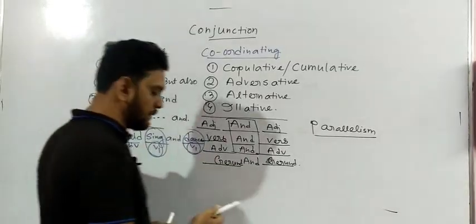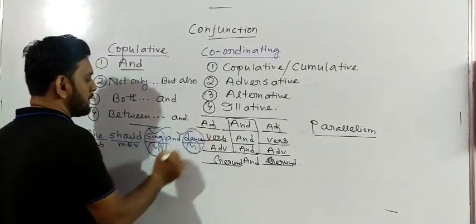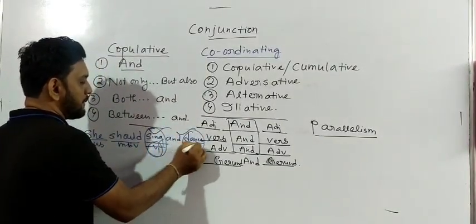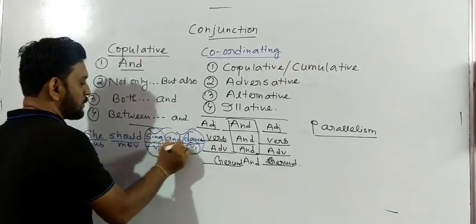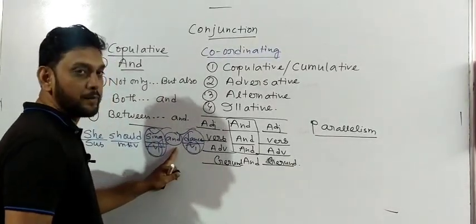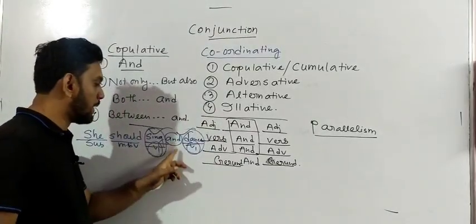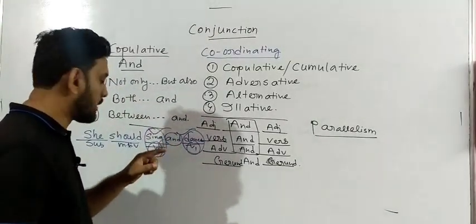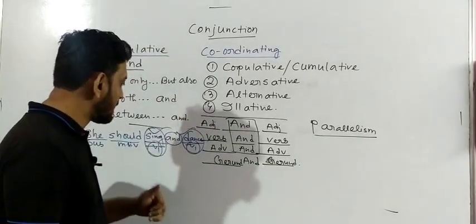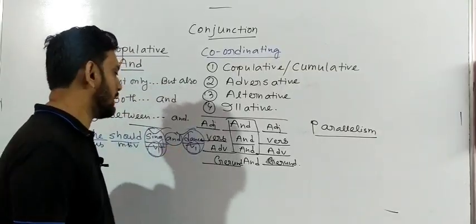Suppose if I want to write, it is known as parallelism. That means a series of verbs. I have written here verb, also here verb, and both the words are joined by the connector "and", which is known as a copulative coordinating conjunction. And if you use a copulative coordinating conjunction, you have to maintain the series of these words, and unless you maintain the series of these words, your sentence will go in the wrong direction.